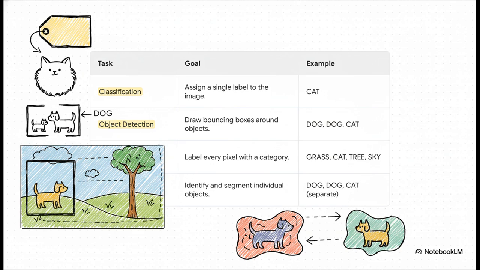But then you get to semantic segmentation, which is kind of wild. It colors in every single pixel. Is it grass? Is it sky? It knows. And the final boss is instance segmentation, where it not only colors everything in, but also knows that this dog is not that dog.